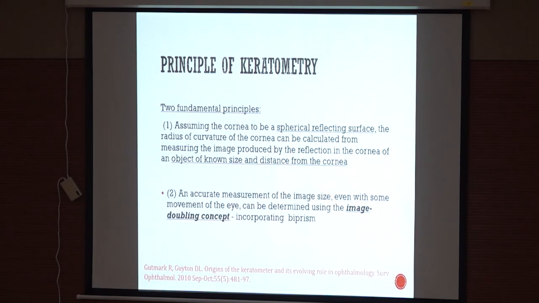One of the important aspects while measuring this image was the difficulty that because of the micro movements of the eye, it was difficult to actually measure the size of the image. And then came the concept of image doubling. The concept of image doubling was introduced in the keratometers, where we were imparting a prism in the keratometer and that would double the image. So what would happen is that with every movement both the images would move together, and then it became easy to actually evaluate and estimate the actual size of the image.